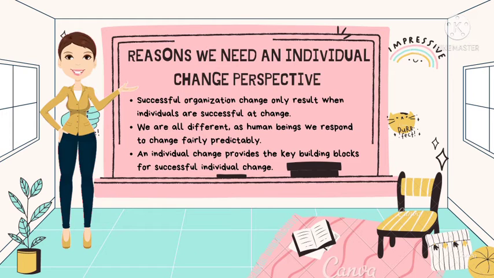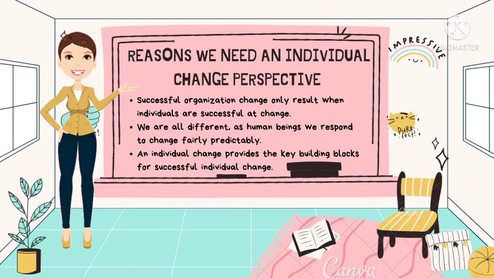First, successful organizational change only results when individuals are successful at change. The answer to this is the fact that organizational change is only successful when each impacted individual makes their own successful transition. Any organizational initiative that impacts how people do their job is only successful as each employee is at making the personal change.